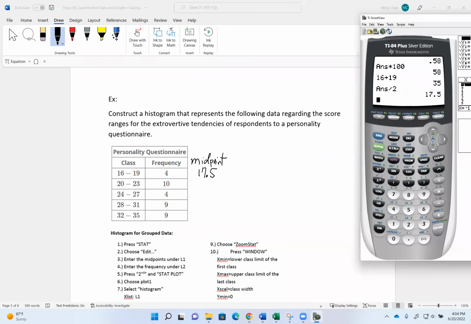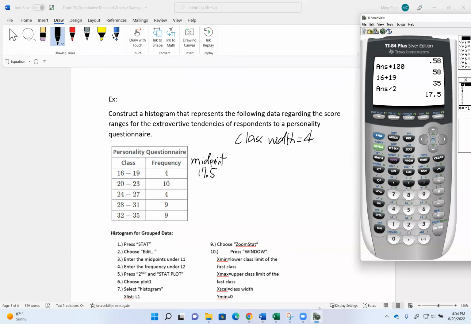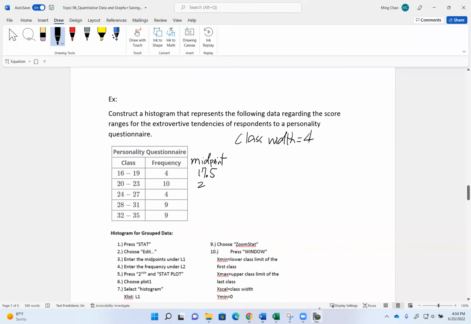Now, the class width is 4. Two consecutive lower class limits subtracted give me the width. So I just need to add 4 every time, and then I can find all the class midpoints pretty quickly. So these are the class midpoints, and these class midpoints will be entered under L1.